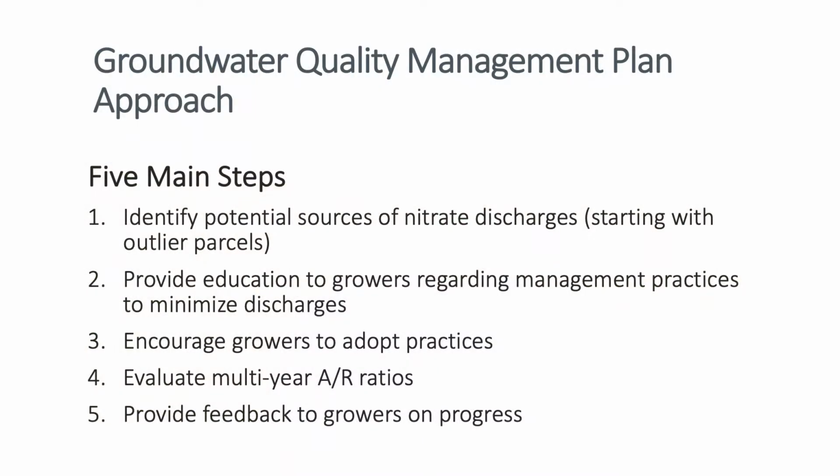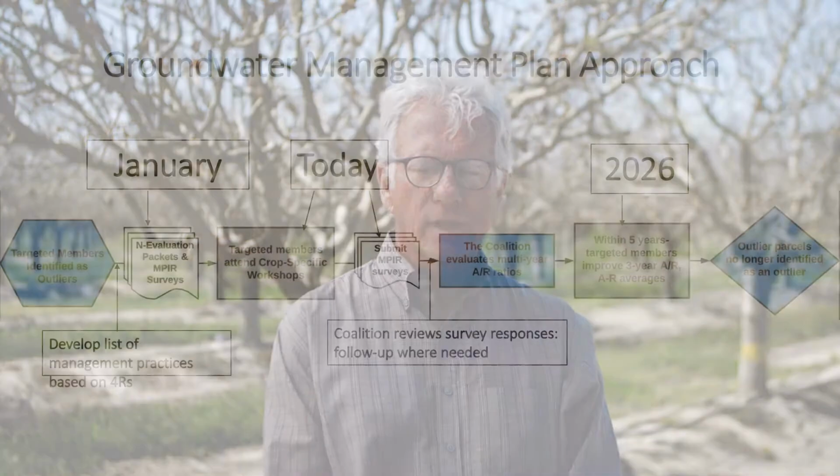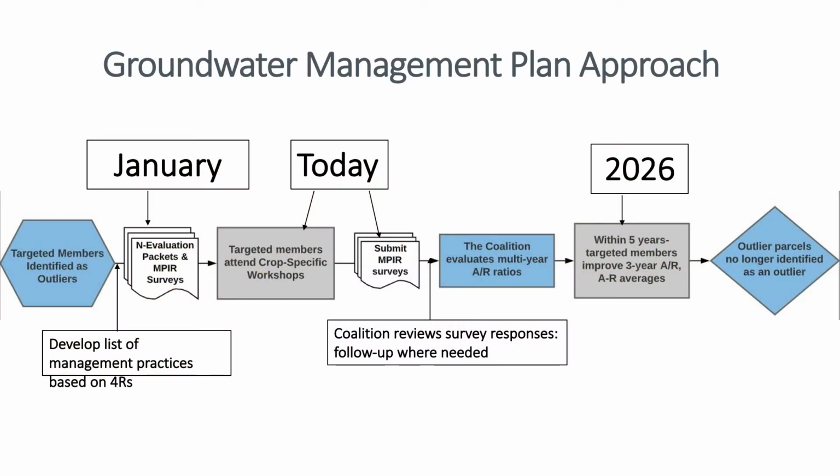It may seem a little bit punitive to be identifying certain growers, but in fact, what we have found in the past from doing these meetings and having this outreach, there are still areas that growers can learn from in managing their nitrogen applications. And then we continually evaluate the A over R data that we are collecting from growers, so we are able to check and see if there are improvements that are being made. And then, of course, we will be providing you feedback each year on how your parcels rank against other growers of the same crop. So here's the timeline that we're following.